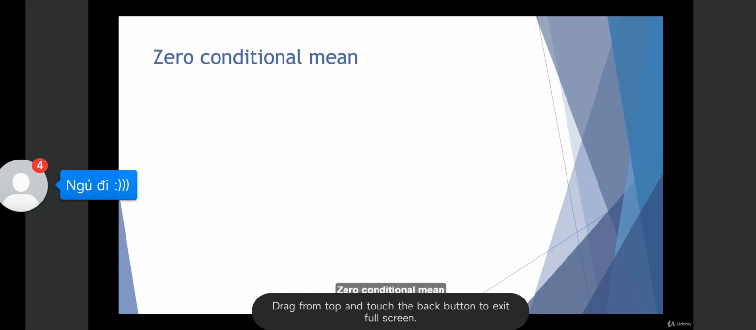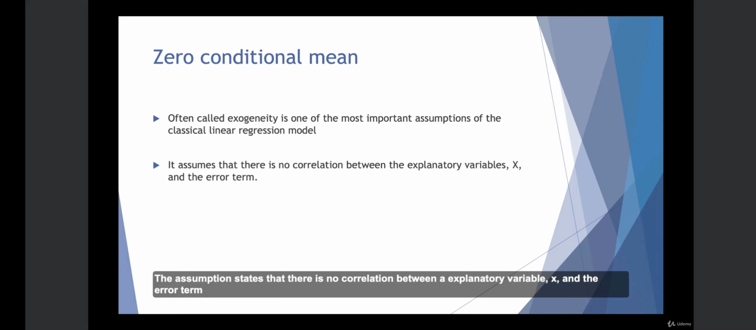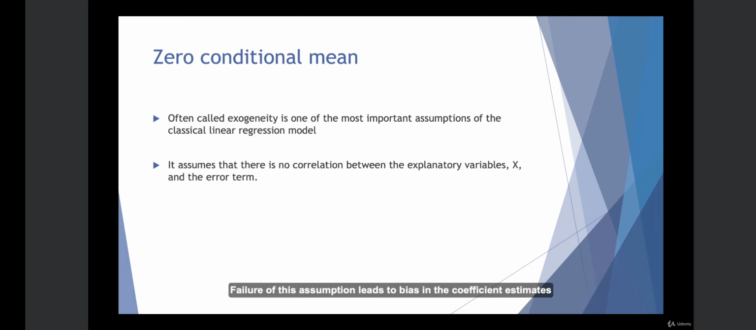Zero conditional mean. Often called the exogeneity assumption, this assumption is one of the most important assumptions in ordinary least squares. The assumption states that there is no correlation between an explanatory variable x and the error term. Failure of this assumption leads to bias in the coefficient estimate.